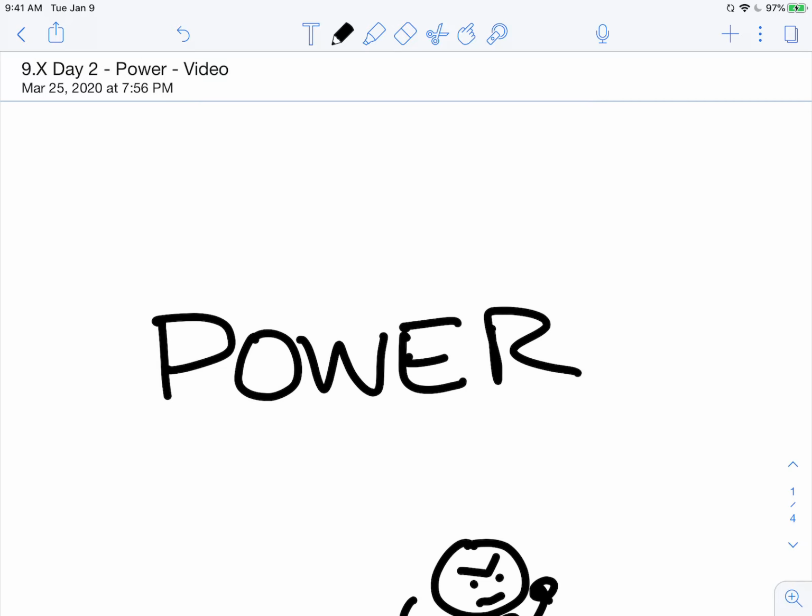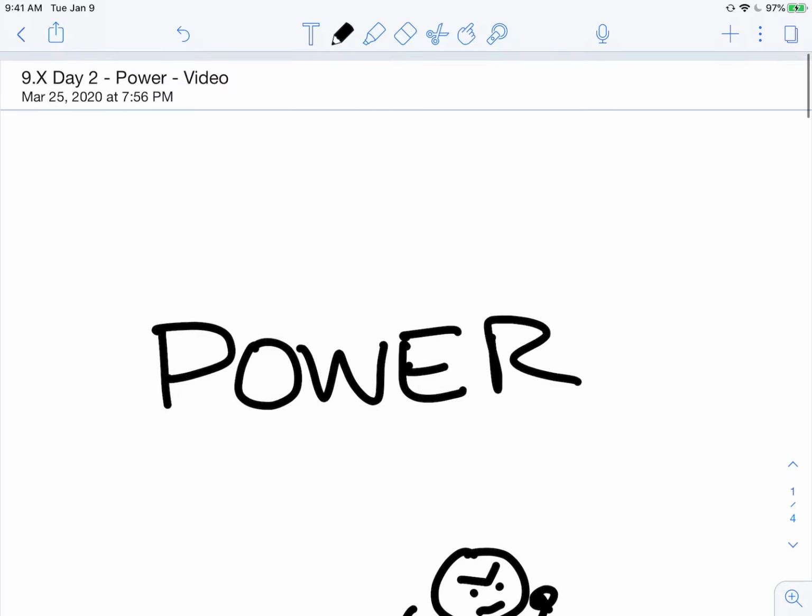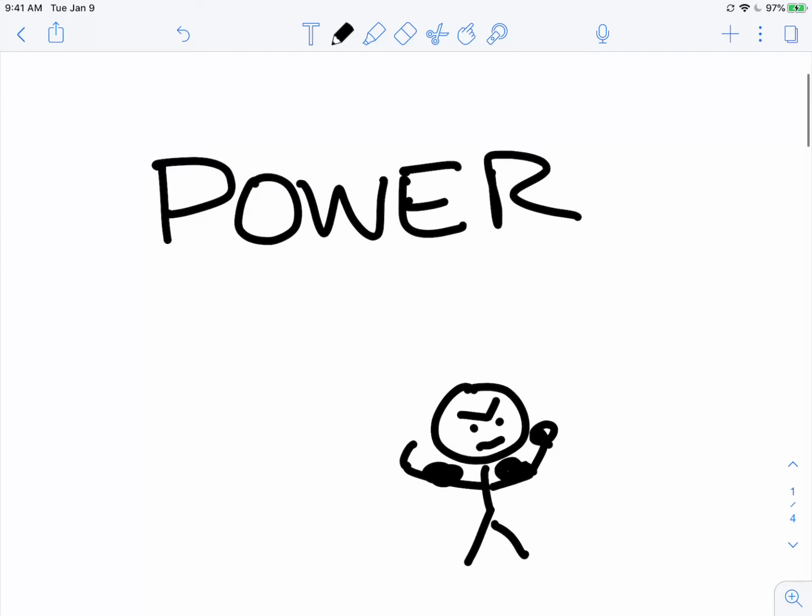In today's lesson, we talk about power. Look, I even drew a picture of myself flexing. Oh, I forgot the hair. All right.